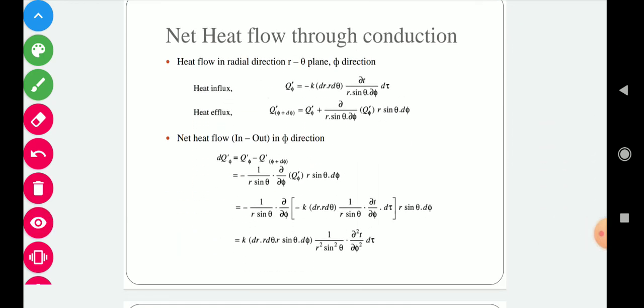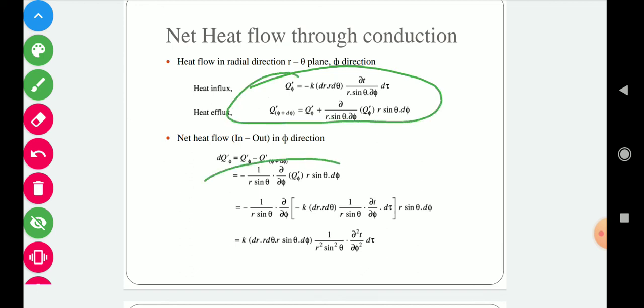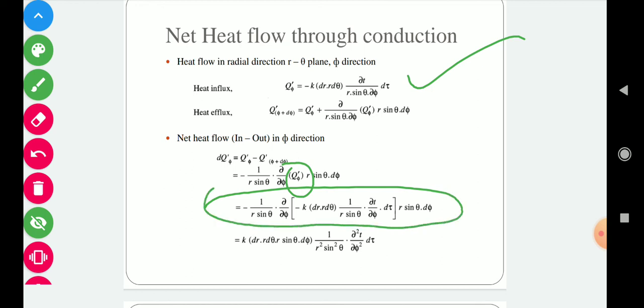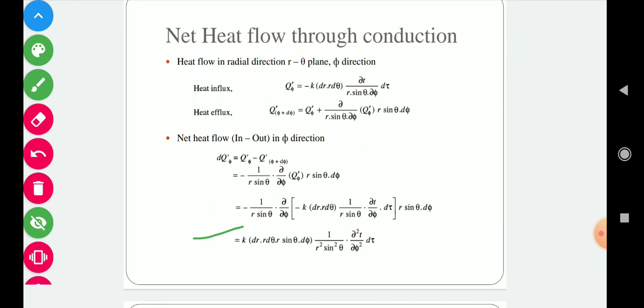So again we have to apply an energy balance on all three phases. So this is heat influx and efflux, and this one is the net heat flow in this phi direction. If we subtract these two equations, finally we get this equation. Now again you have to replace this q phi with the help of this equation, and the equation will be this one, which after further simplification can be written in this form.